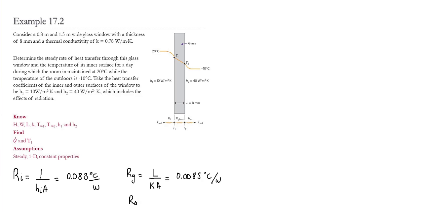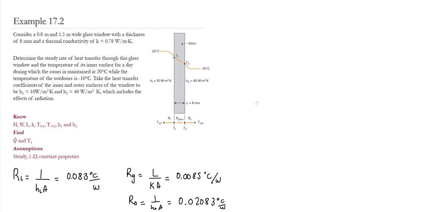And then the last resistance is the resistance that we have for convection for the outside, so it's Ro, and it is 1 over hoA. Once again, if we take all these values and substitute them, we find this to be 0.02083 Celsius per watt.